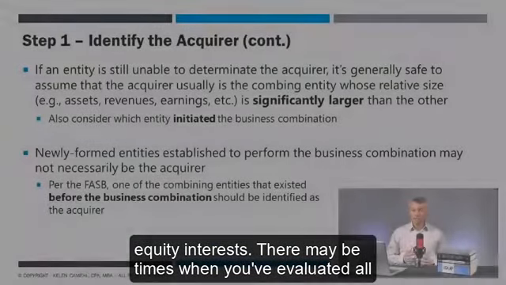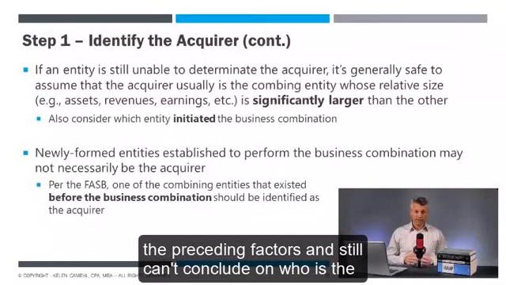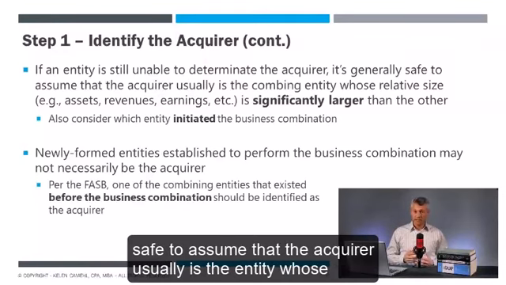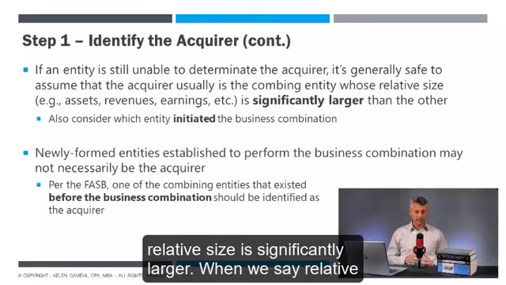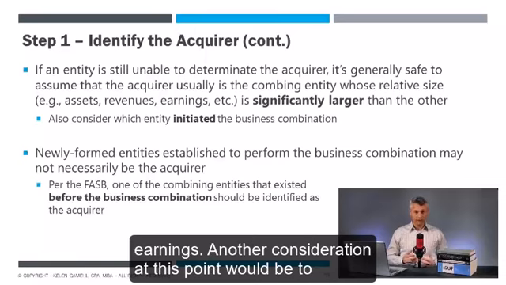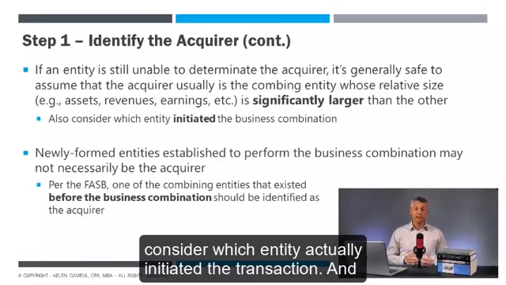There may be times when you've evaluated all the preceding factors and still can't conclude on who is the acquirer. In this situation, the FASB notes that it's generally safe to assume that the acquirer usually is the entity whose relative size is significantly larger. When we say relative size, we're talking about things such as assets, revenues, and earnings. Another consideration at this point would be to consider which entity actually initiated the transaction.